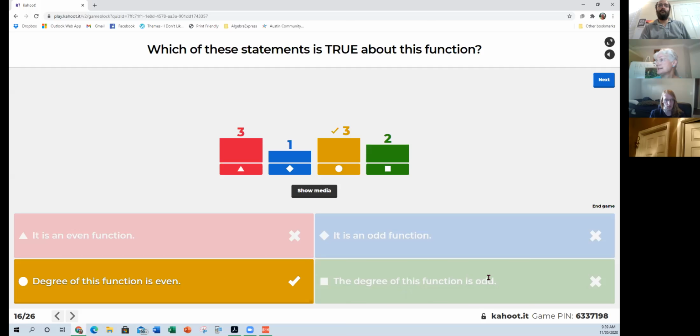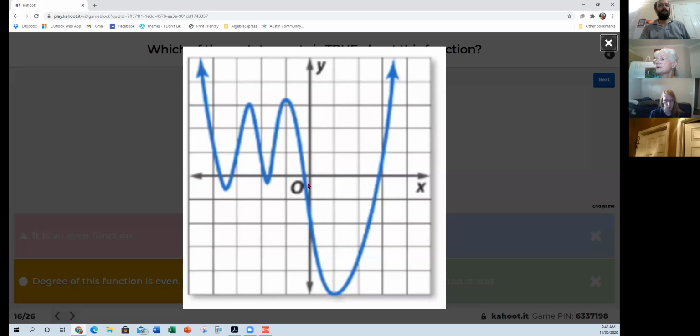The degree of this function is definitely not odd, because to be odd, it would have to pass through the origin, and it does not pass through the origin. So it's not an even function, because it's definitely not symmetric to the y-axis, right? It is of degree that's even. Both ends are pointing up. And if you count the humps, 1, 2, 3, 4, 5, and add 1, that would make it 6th degree. So that's the one that's right. Any questions about that?